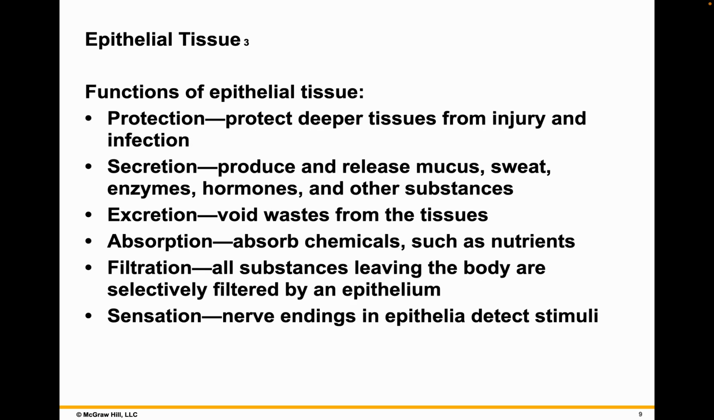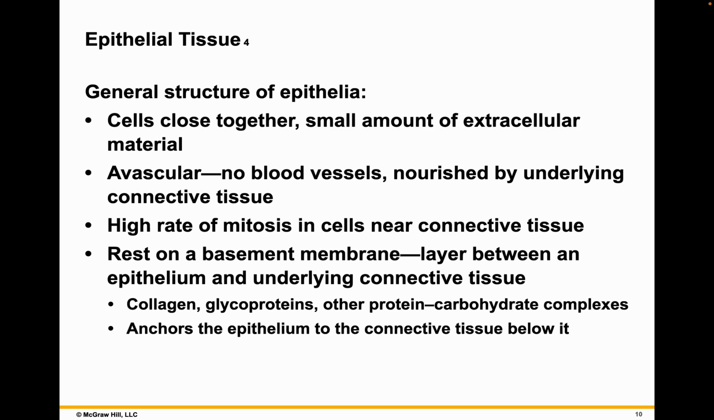The functions of these linings and coverings, epithelial tissue, are what you might expect for a lining and covering. Protection: protects deeper tissues from injury and infection. Secretion: some of them produce hormones, release mucus, sweat, enzymes, and other substances. Excretion: there are places we can get rid of waste from the tissues. On the other side of that is absorption, absorbing chemicals such as nutrients. We can use them for filtration, so they are selectively filtered by an epithelium. And they're also important locations for nerve endings, so they are involved in sensations.